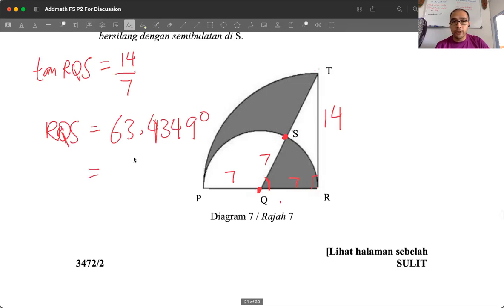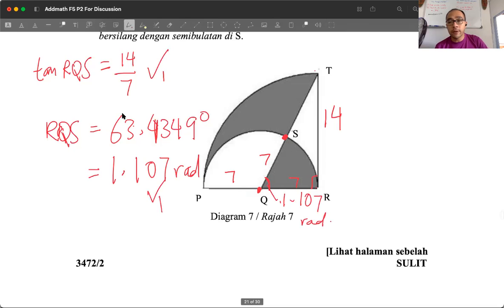Tapi soalan minta dalam radian. How to change degree to radian is divide by 180 times pi. So divide by 180 times 3.142. I will get 1.107 radian. Okay, so this is 1.107 radian. Sini satu markah, sini satu markah. Changing from degree to radian is something that everybody must know lah. Don't forget degree to radian, radian to degree, dia punya langkah hampir sama tapi tidak sama.